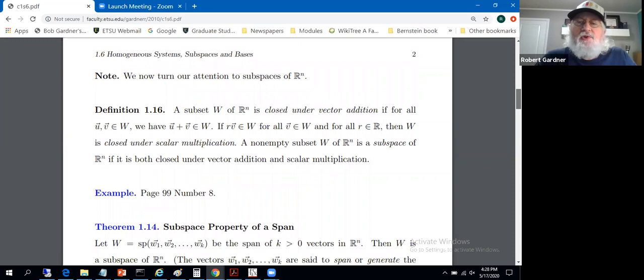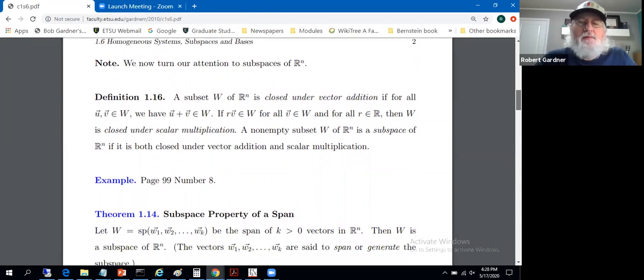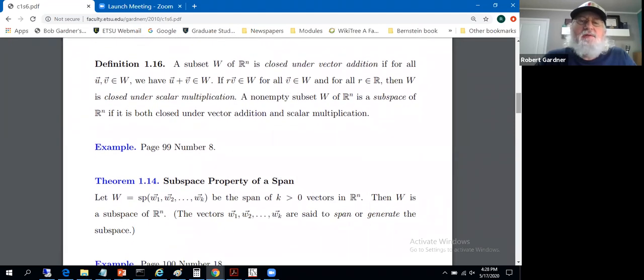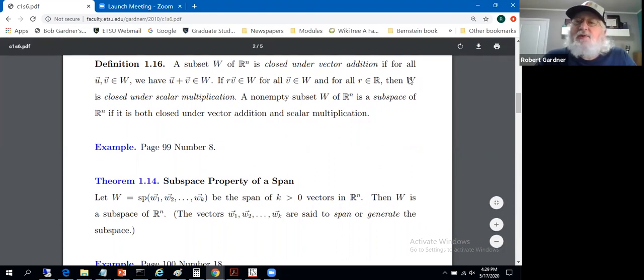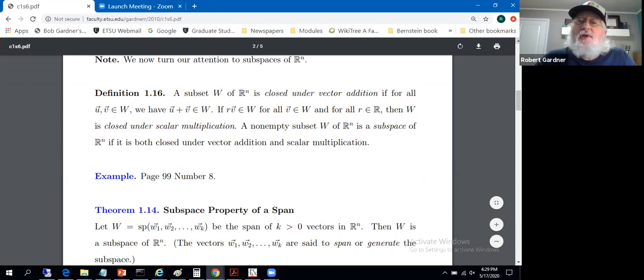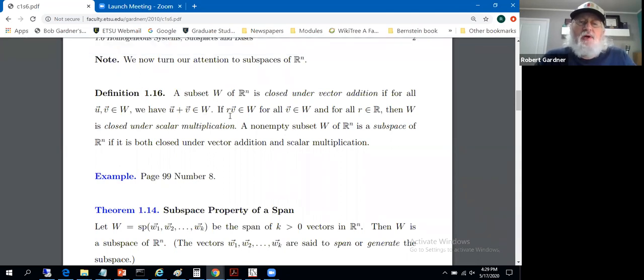Okay, let's shift gears a little bit. We'll bring it all together here ultimately and look at subspaces of Rn. A subset W of Rn is said to be closed under vector addition if whenever we take two vectors in that set W and add them together, their sum is in W. This set of vectors W is said to be closed under scalar multiplication if you take any vector v in W and multiply it by a scalar r, you get something that's in W.